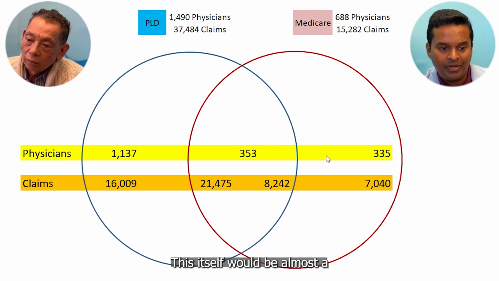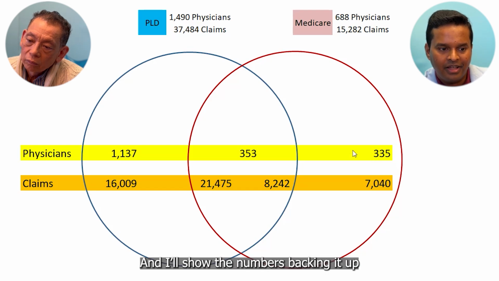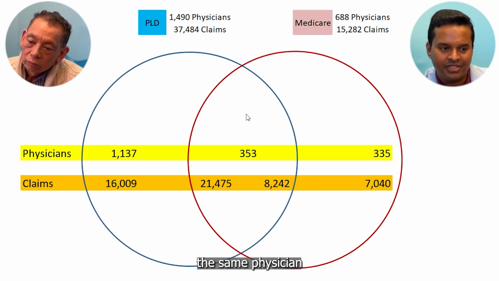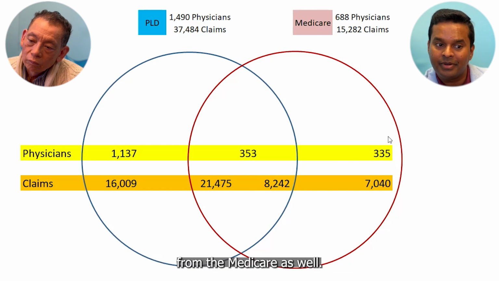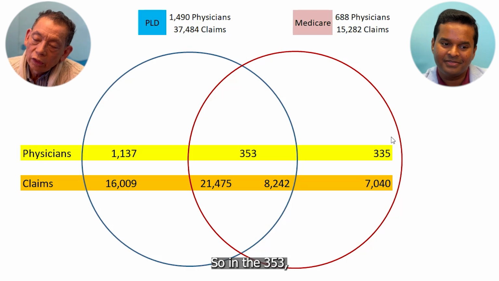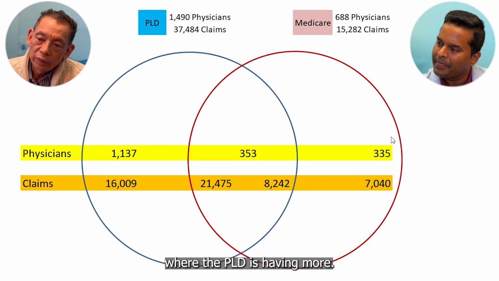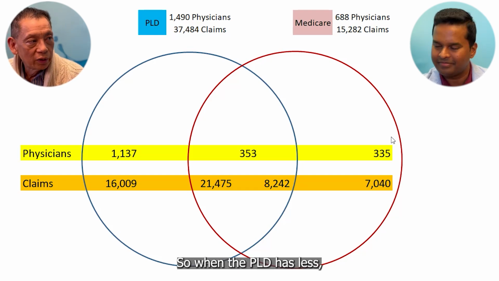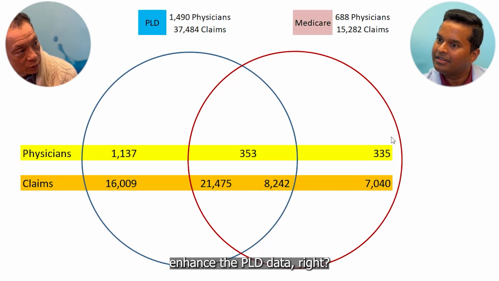Exactly. This itself would be almost a 20% increase, and I'll show the numbers backing it up. And I know you were saying that where the same physician is captured in both the PLD and the Medicare side, we will actually see more claims from Medicare as well. So in the overlap, I guess there would be two cases. There may be cases where the PLD has more, and the case where the PLD has less. Correct. When the PLD has less, that may be the case of interest for us to enhance the PLD data. Exactly.